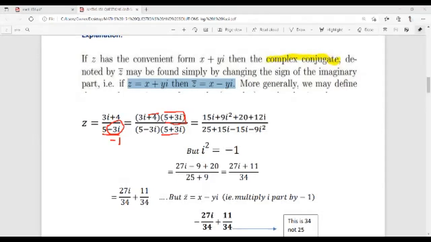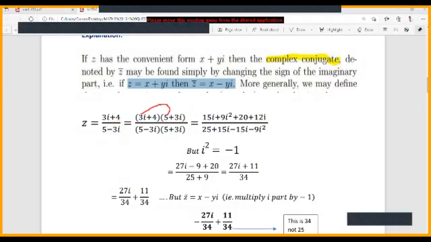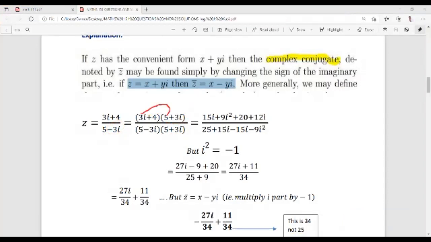Okay, good. So if you do this, then 3i times 5 will give you what? 15i. Very good. Then 3i times 3i will give you 9i squared. Then you come to the 4. So 4 times 5 is what? 20. Then 4 times 3i will be what? 12i.